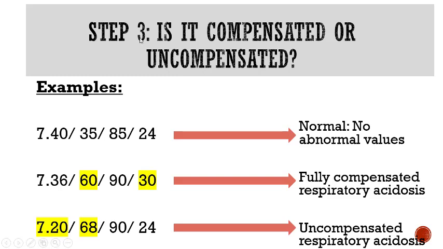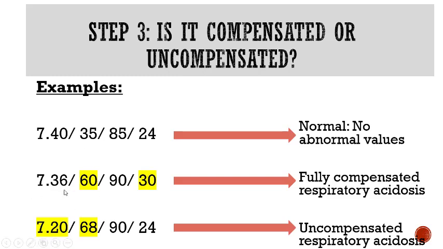Okay, speaking of compensation, the next step is it compensated or uncompensated? So again, you have your normal blood gas at the top here. There's no abnormal values. Down here, you have a normal pH, right? 7.36, normal pH. It's between the range of 7.35 and 7.45. But when you come over here, that's not normal. And that's not normal. So how do two abnormal values make a normal pH, right? It doesn't seem like that should work that way. In all the other examples, if we've had an abnormal value, we've had an abnormal pH. So why is this different?